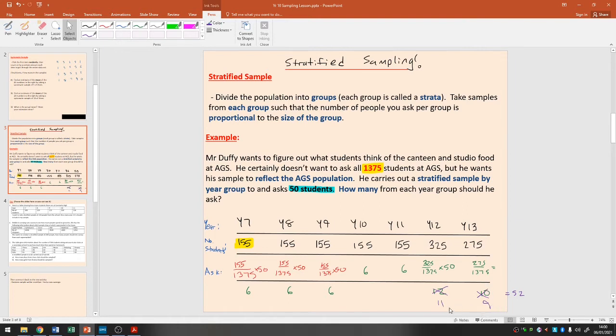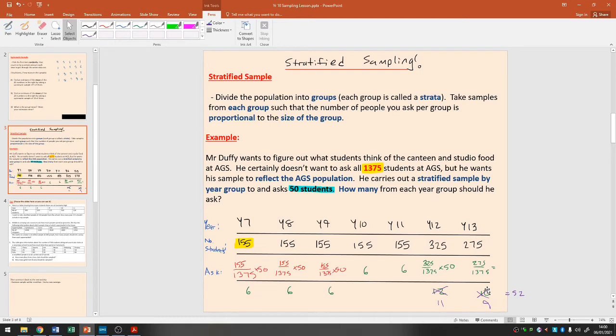So if you're going to do a sample, what you do then is you get your whole list of 155 year 7 names, and then you do a random sample of 6. And you get your year 8 names. Then you'd use the random number generator, and you'd go a random sample of 6. And you go with the year 13s, you do a random sample of 9 using all the year 13 names.